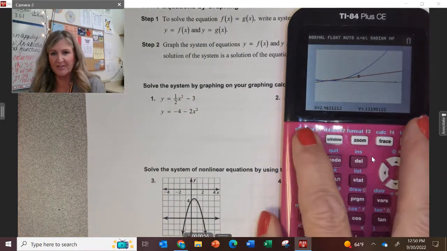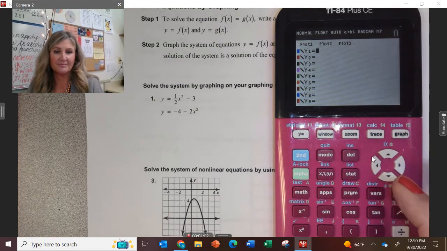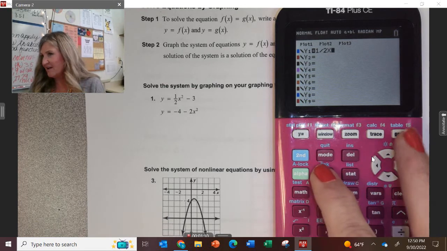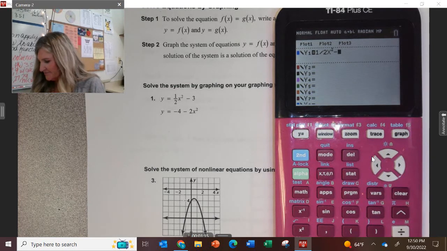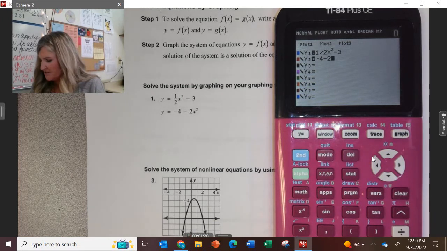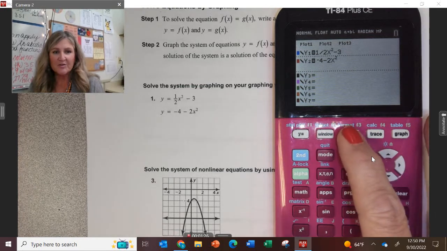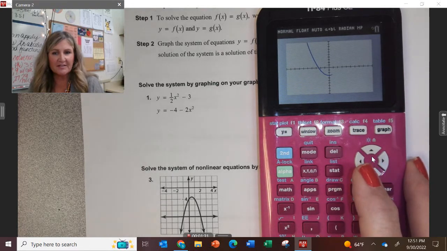So if you go to your graphing calculator to y equals, you can put in 1/2 x squared minus 3, and we can also put in -4 minus 2x squared. We're now going to go ahead and do a zoom 6. And we want to know where these two parabolas are equal to each other.